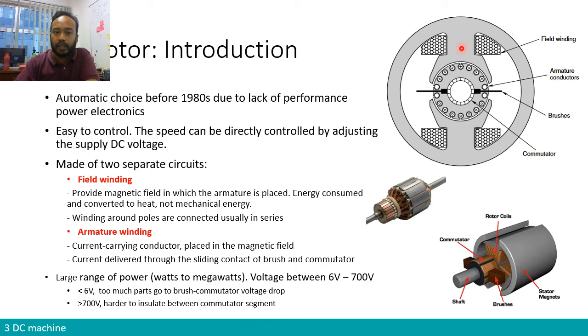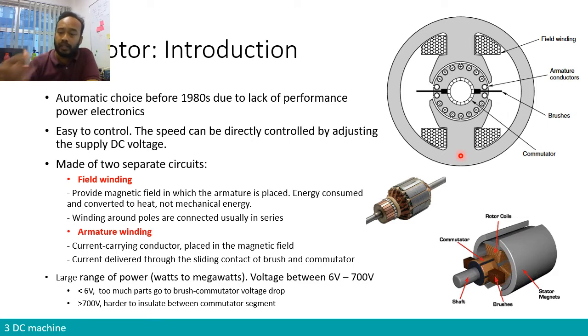This field winding is wound around certain poles. So here there are two poles, one pole on top, one pole at the bottom. We call it one pair of poles or two poles. And the windings of both poles are usually connected in series. The purpose of it, of course, is to create a magnetic field inside the machine.